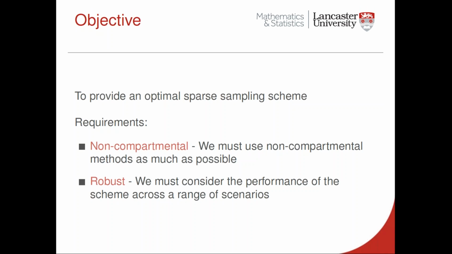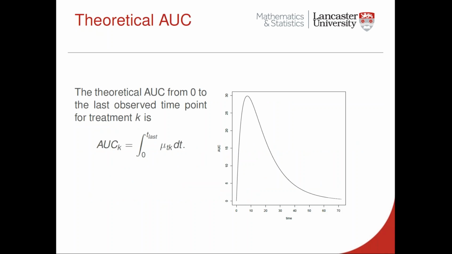The second requirement is that we want the design to be robust, because one of the fundamental thoughts behind non-compartmental analyses is that we don't need to make many assumptions about our data generating process. Now, you'll see that unfortunately we can't completely go away from assuming something, and therefore we still want to make sure that, in the spirit of non-compartmental analyses, we obtain robust optimal designs.